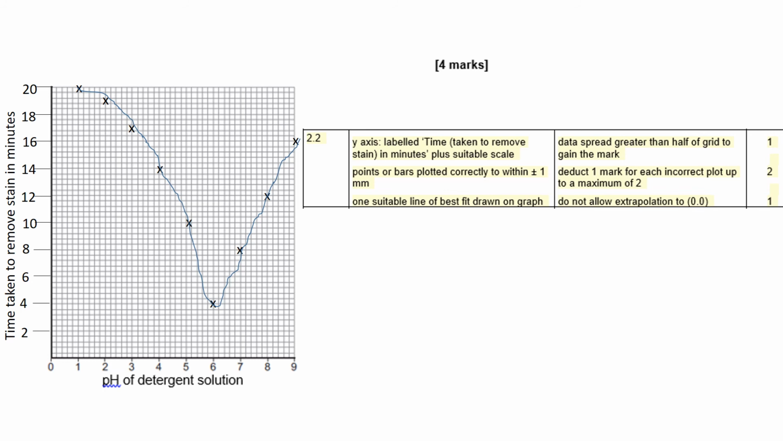But this is what I produced on the computer. So let's have a look at the mark scheme that I've included. The y-axis is labelled time taken to remove stain in minutes. I have included that, plus has a suitable scale. Now, you won't have graph paper as horrible as this.